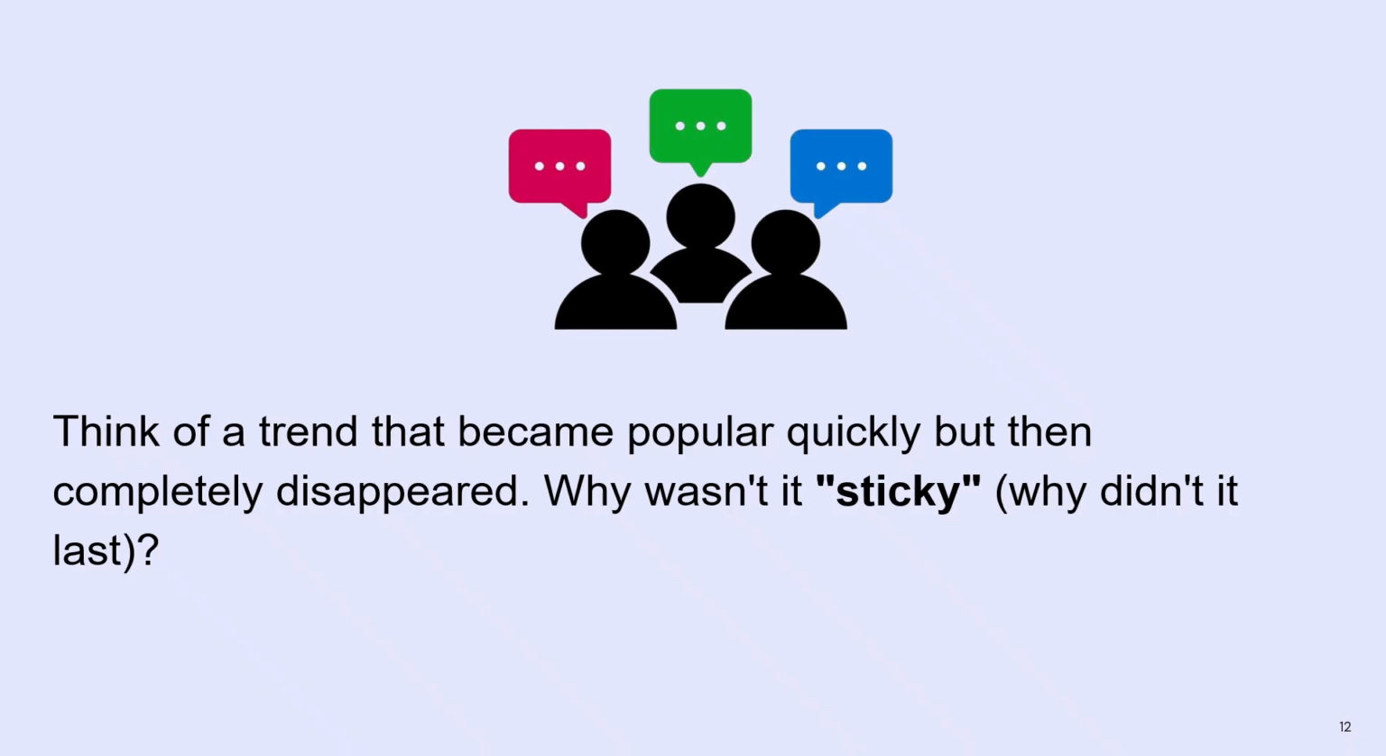Another thing to think about. Think of a trend that became popular quickly, but then completely disappeared. Why wasn't it sticky, or why didn't it last? Can you think of an example of something that became popular very quickly, you saw it everywhere, and then suddenly it just kind of disappeared? Why do you think that happened?